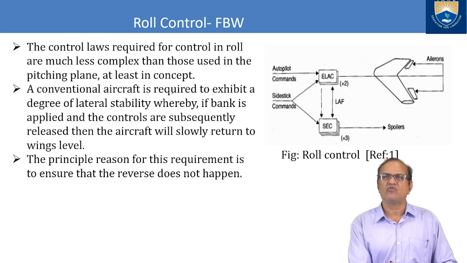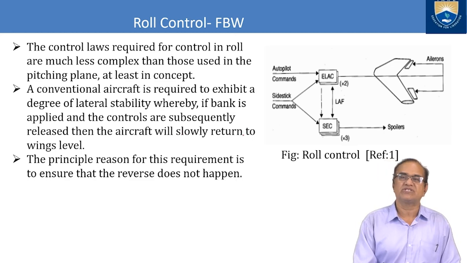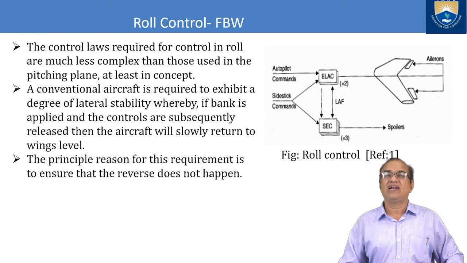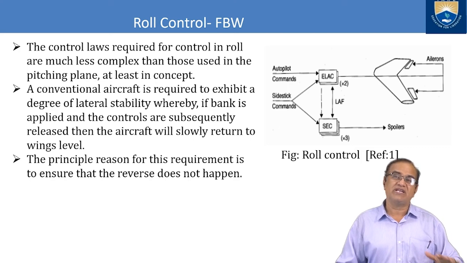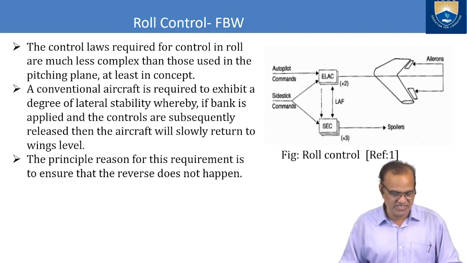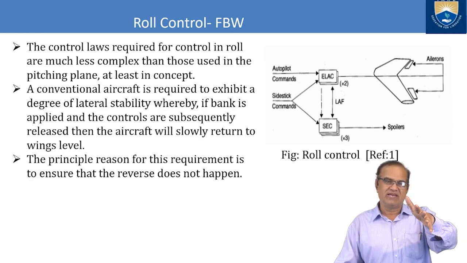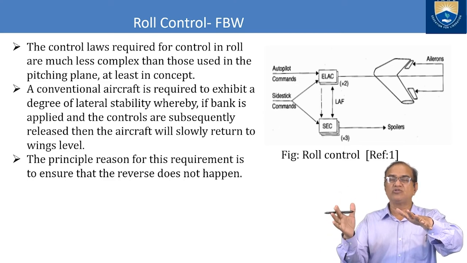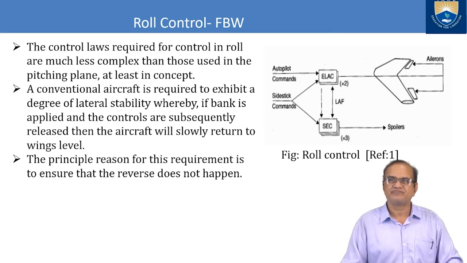A conventional aircraft is required to exhibit a degree of lateral stability, whereby if bank is applied and the controls are subsequently released, then the aircraft will slowly return to wings level. So lateral stability is very much required. Otherwise, if the controls are not operated, the aircraft should come down to its equilibrium position. The principal reason for this requirement is to ensure that the reverse does not happen. So if you are banking left or right and you are not using the aileron, it should again come down to its equilibrium position. So that is the objective.